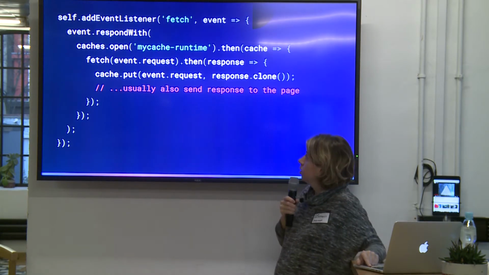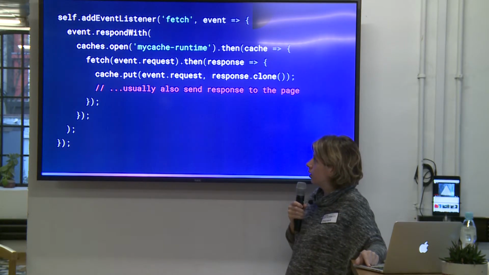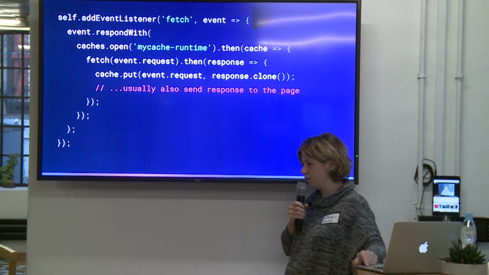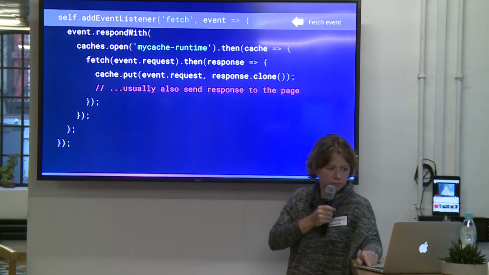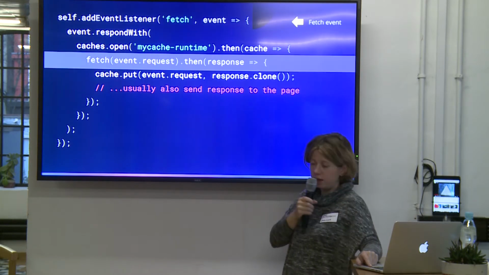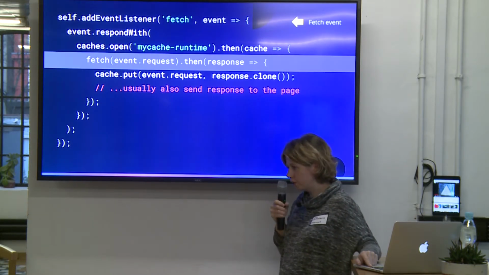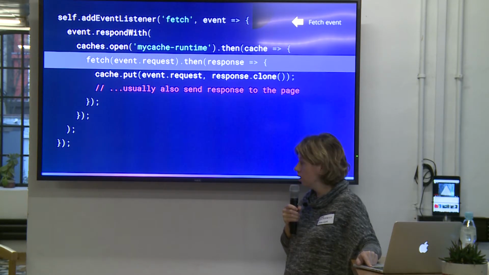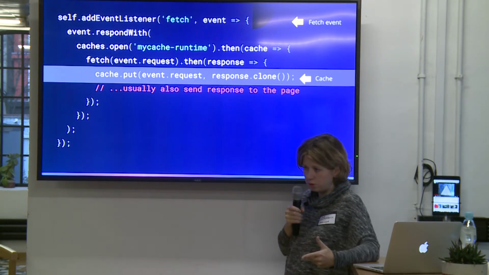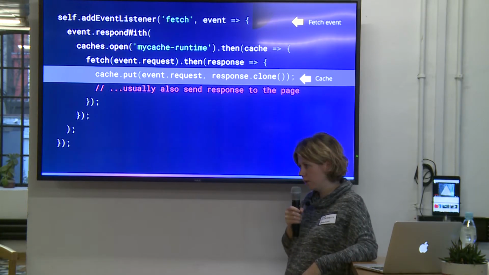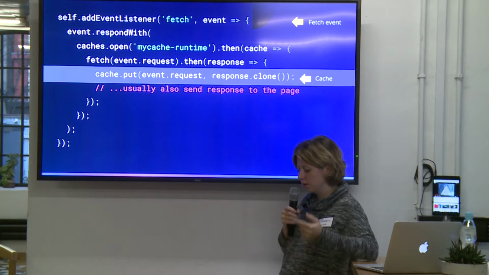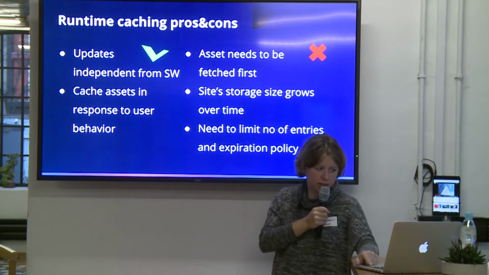Here's an example. Usually what happens in a service worker, you just add a listener for the fetch event. So when the fetch event happens on your website, the service worker intercepts it in here, and then you go and fetch the actual resource from the network, and then you both return the network response to the page, but also put something in the cache, right? So only when the fetch event happens, some stuff ends up in the cache.